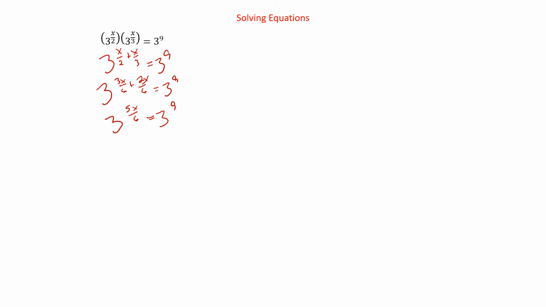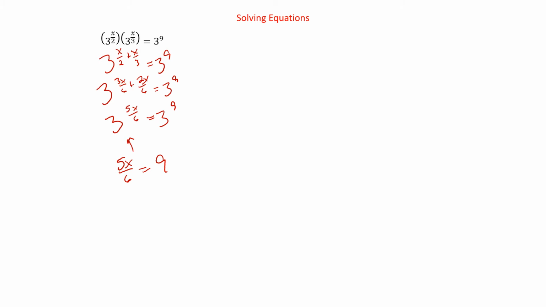Well, if 3 to one power is equal to 3 to the other power, wouldn't that mean that the two powers have to be equal? In order for this side to equal 3 to the 9th, that means that 5x over 6 has to equal 9. So once we have a base to a power equals that same base to a power, the powers have to be equal. And now we can solve this.